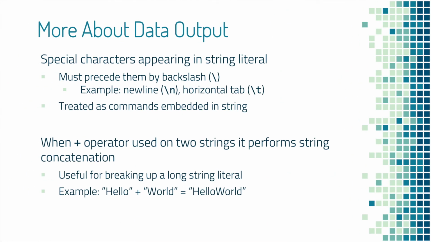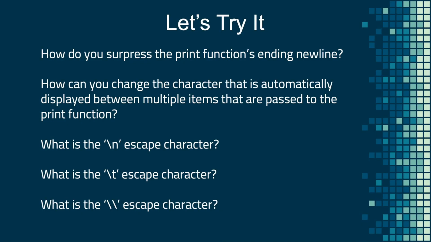so again, you can also concatenate two strings as well. So if you see right here, we have the hello in quotes plus world in quotes, which will equal out to hello world. Okay. So let's go ahead and explain this right here. So how do we actually suppress the print function's ending new line?